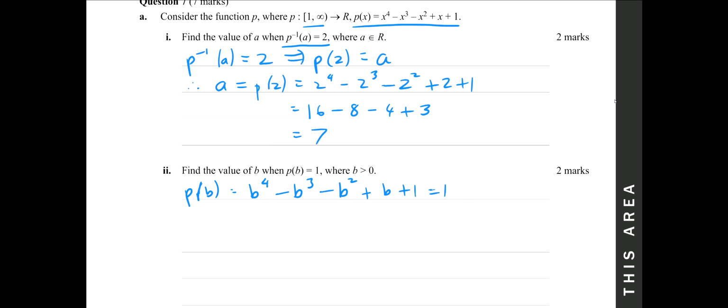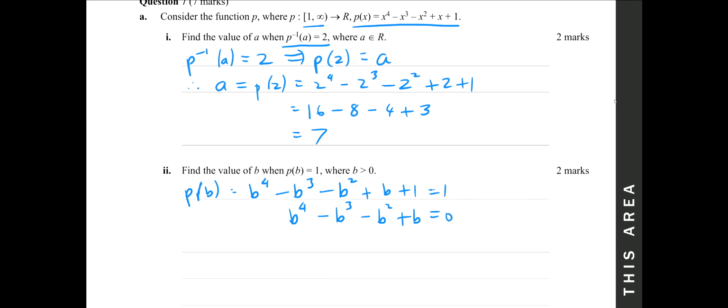So just minusing 1 from both sides will give us a 0 on the right hand side, which is just what we need. So b⁴ minus b³ minus b² plus b is equal to 0. Now that is quite a complicated equation. It is still a quartic. However, we do have a little bit of help our way in the sense that this can actually be grouped.